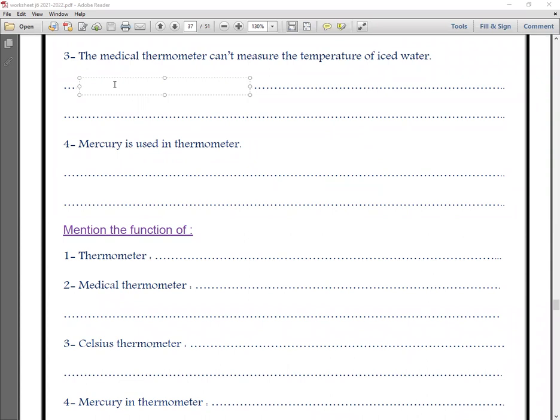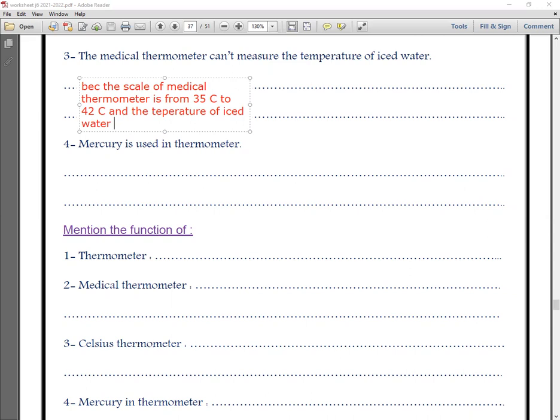So the answer here: because the scale of the medical thermometer is from 35 Celsius degree to 42 Celsius degree, and the temperature of iced water is 0 Celsius degree.